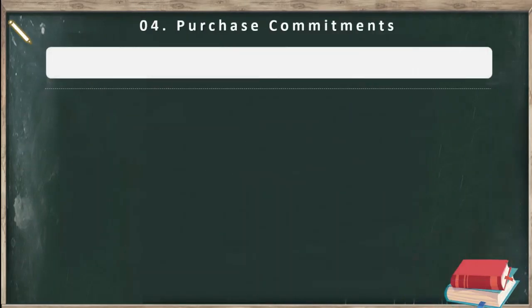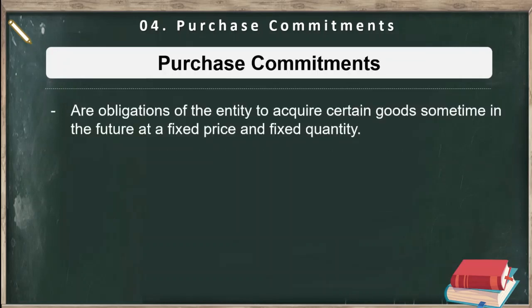Next, we'll proceed with the purchase commitments. So these are obligations of the entity to acquire certain goods sometime in the future at a fixed price and fixed quantity. So this is a promise to pay. That's why there's a commitment. Promise to acquire, promise to purchase. And this will constitute an obligation.